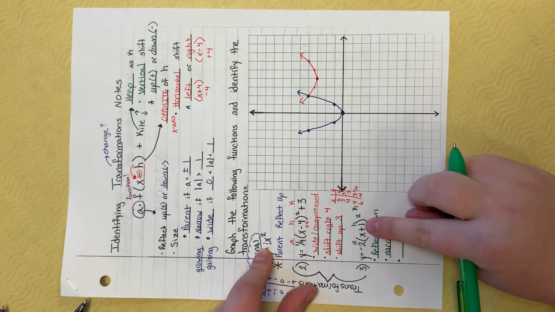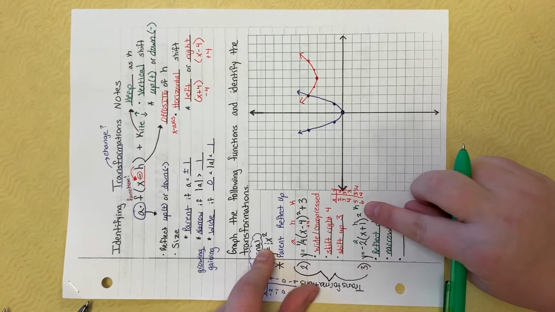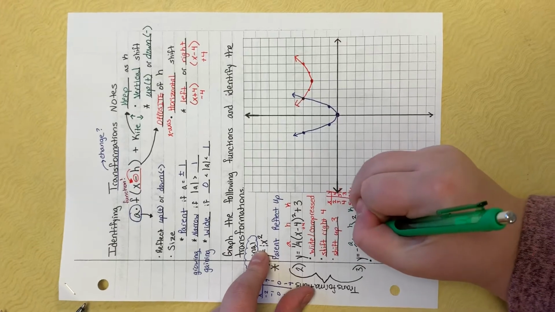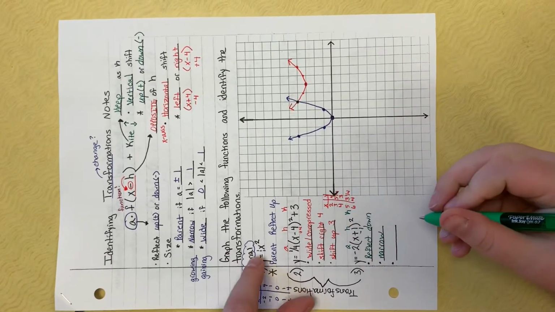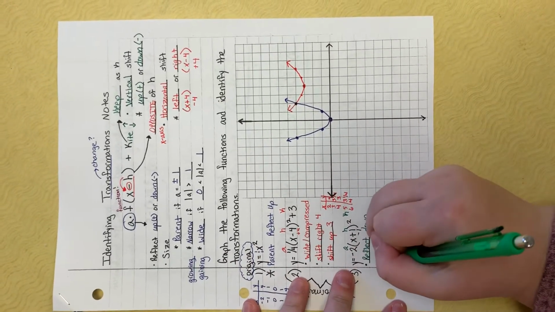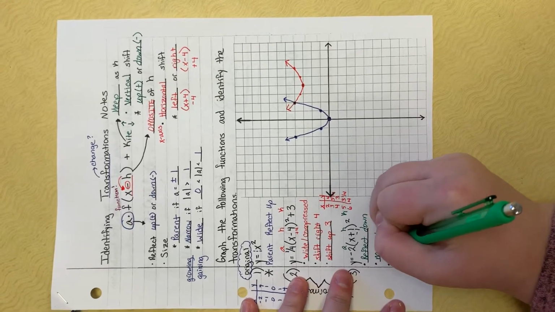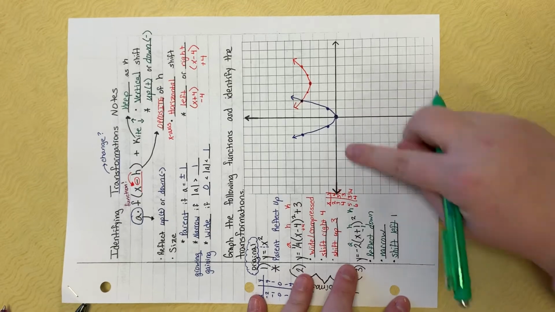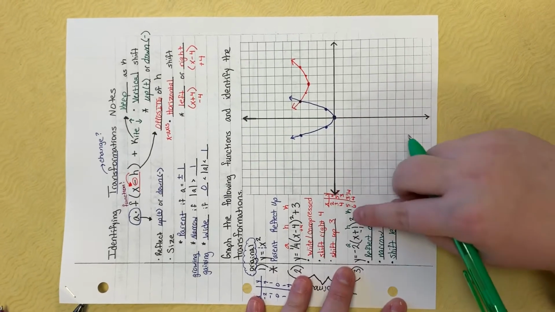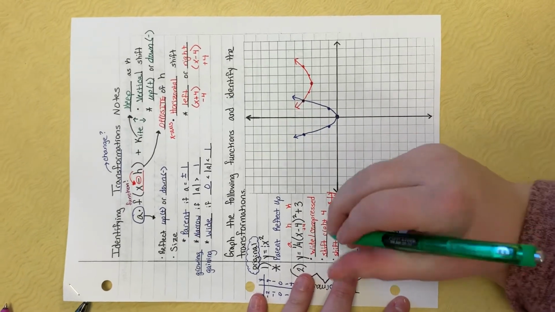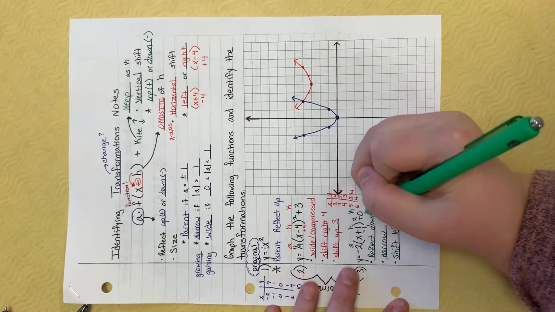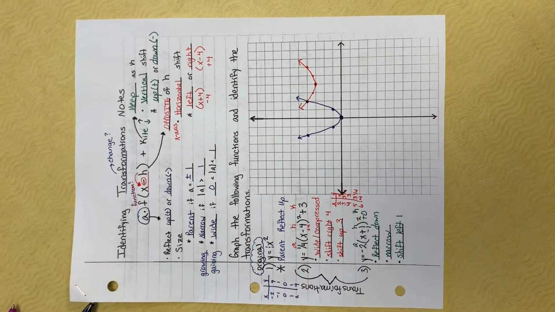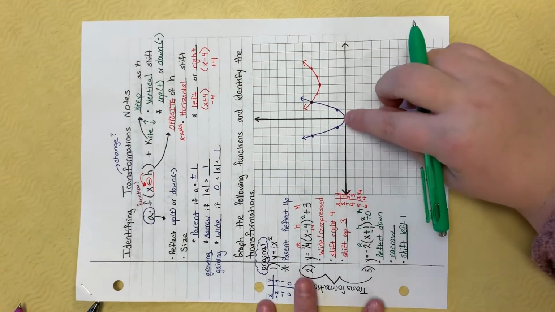Remember, H is our horizontal shift, left or right. To determine that, I had to take the opposite, which is a -1. If I'm subtracting 1, it's going to shift left 1 on the x-axis. There is no k value, so that should mean that this graph is not going to shift up or down, and it's just going to go left from this one.